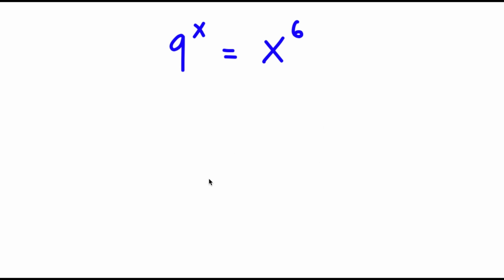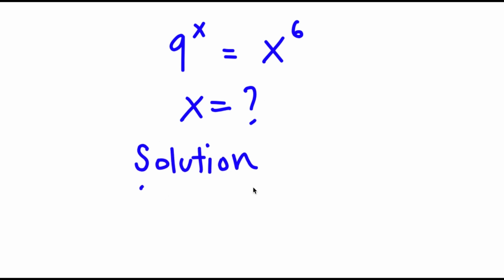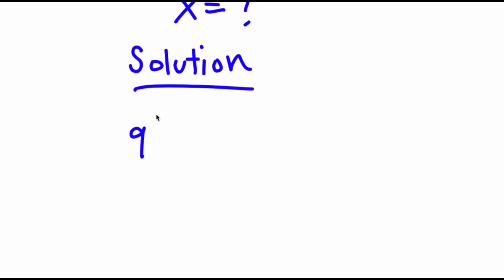Alright, so in this problem, I have 9 to the power of x is equal to x to the power of 6. Now I'm going to find the value of x. So for my solution, start with 9 to the power of x is equal to x to the power of 6.